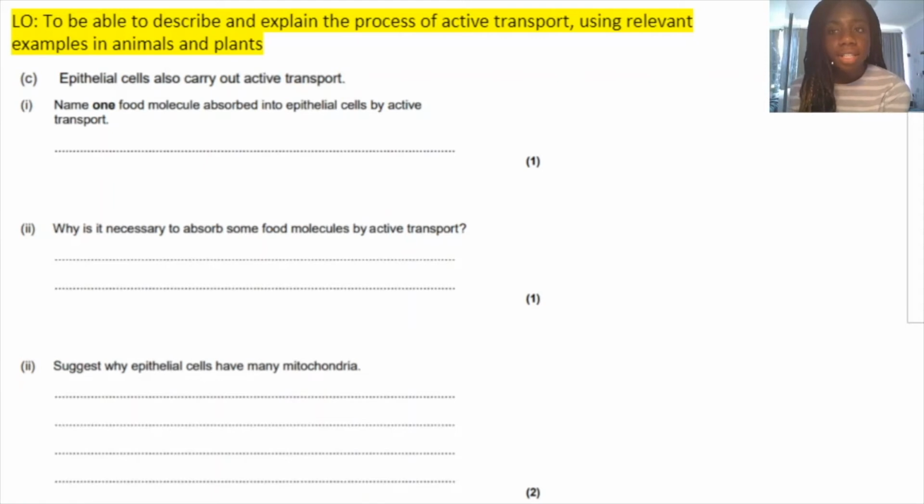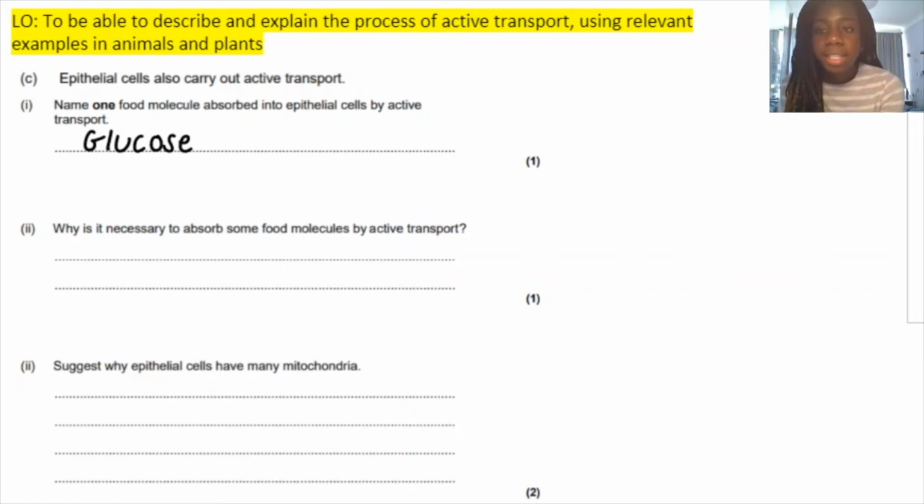This is our first worked example question for active transport. Epithelial cells also carry out active transport. Name one food molecule absorbed into epithelial cells by active transport. We can just go for the example that we've covered earlier in the video, which is going to be glucose, which is obviously really important as it's a substrate for respiration. So we'll put glucose for that question.